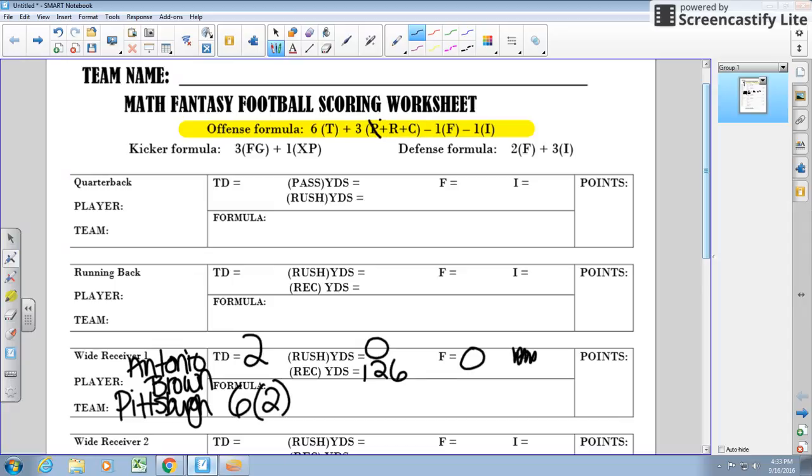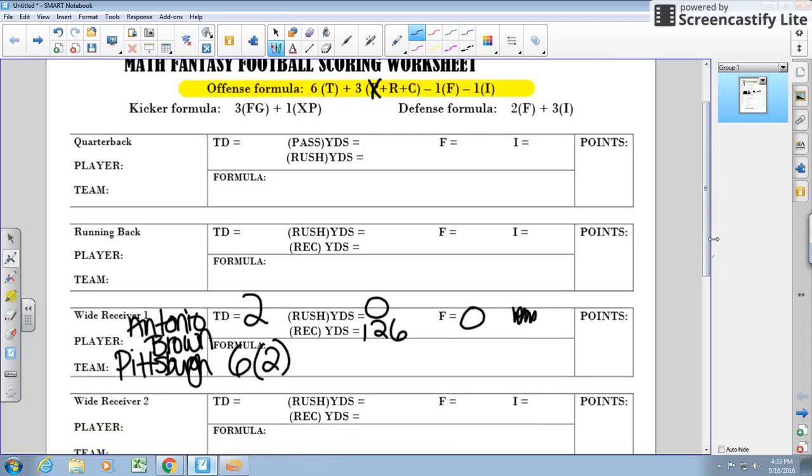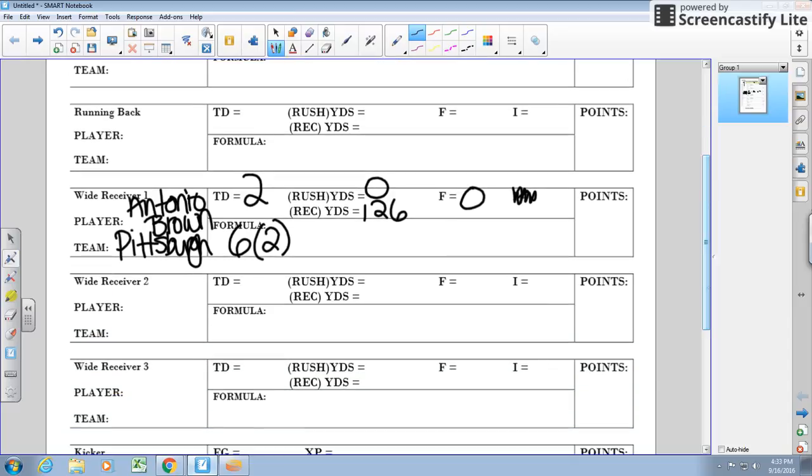Well, P is passing yards. He's not a quarterback, so he's not going to have that. R and C, he's going to. Those are rushing and receiving. In this case, he didn't have any rushing, so we're only going to deal with receiving right now. So we're going to say plus 3 times. Now, the rule states if you're doing receiving yards, you have to divide that by 10. He had 126 receiving yards. Let's divide by 10, and we get 12.6 or 12 and 6/10, which is the same thing. We're supposed to round to the nearest whole number, which is 13.